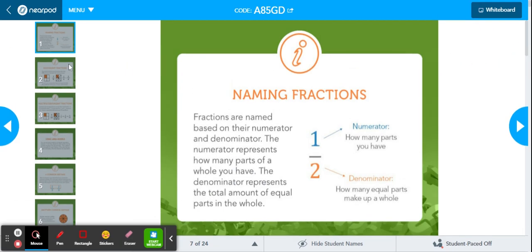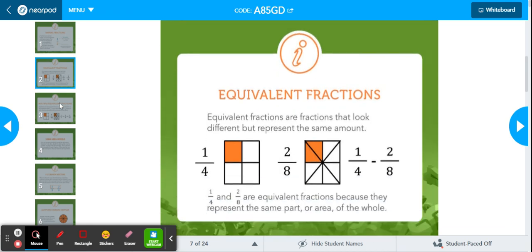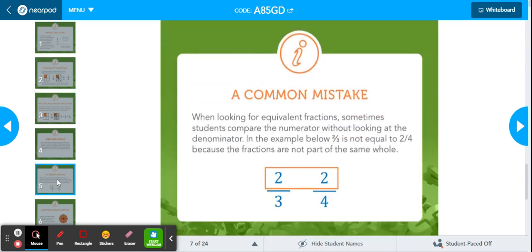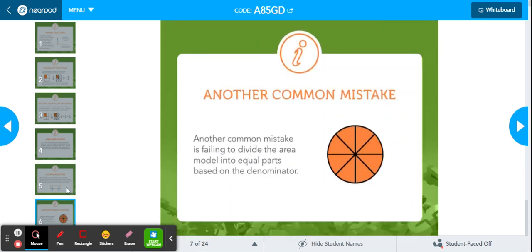So this is the walkthrough of what we're going to learn for today. It's going to be all about equivalent fractions and using area models to prove those. And pay special attention to the common mistake slides. These are great, and they are things that we do sometimes without thinking about them if we're going too fast. So make sure you focus on those too, slides 5 and 6.